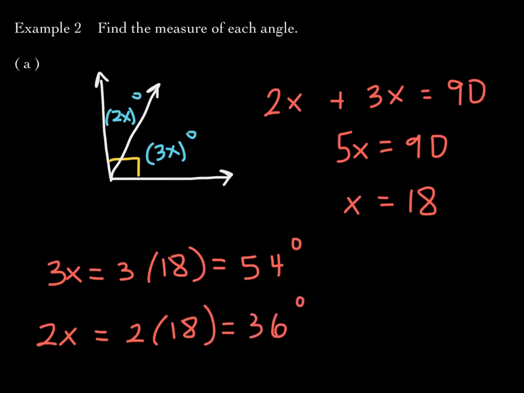Now, before we box our answers, let's make sure that our answers make sense. Remember, this is a right angle, so the sum of the angle measures should be 90 degrees, and 54 plus 36 is indeed 90 degrees. So these are complements, so we are good. These are our final answers.